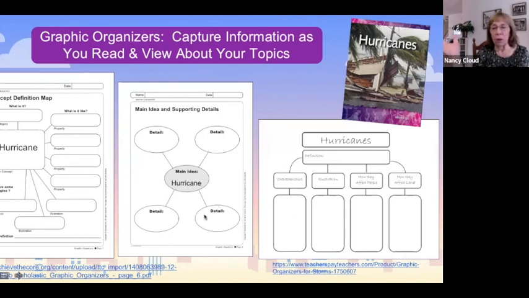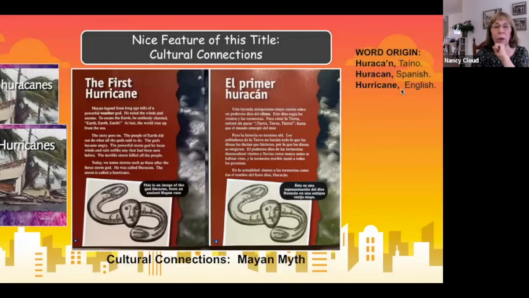So here are some that I could use for hurricanes. They're just different types of organizers, all that have a main idea and all the details of everything that we need to know. And so here it's asking for characteristics and illustrations and how they affect people and how they affect land. They're each organized a different way. I'm making the choice. And I would ask them to use a graphic organizer while they read.